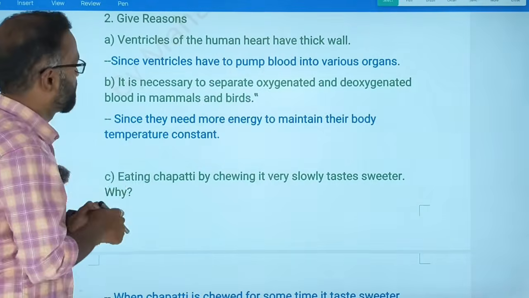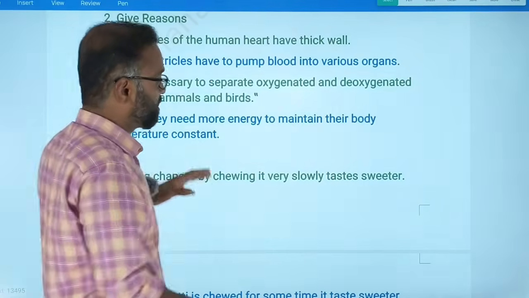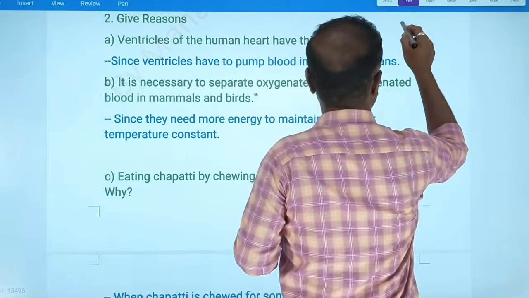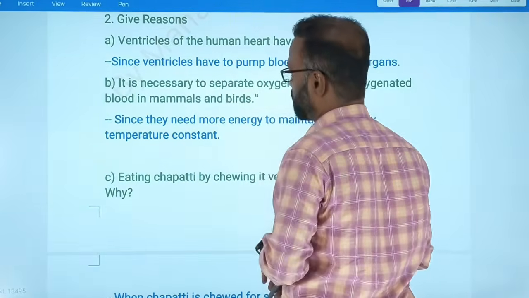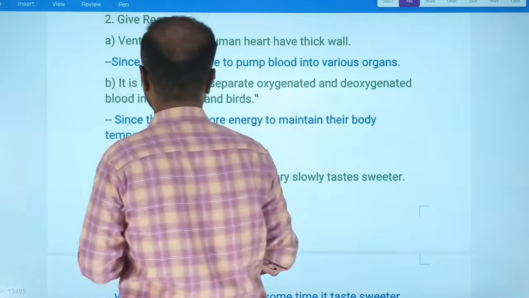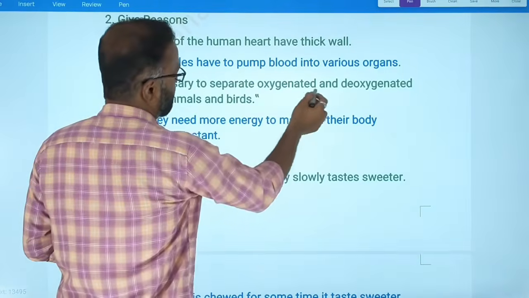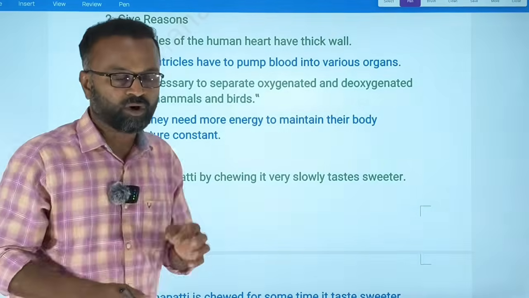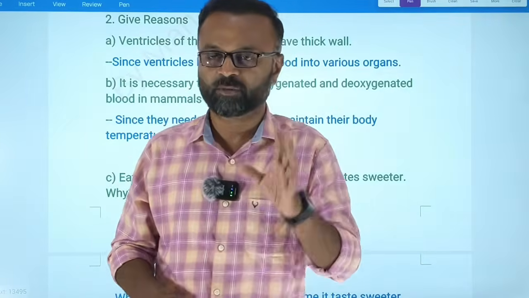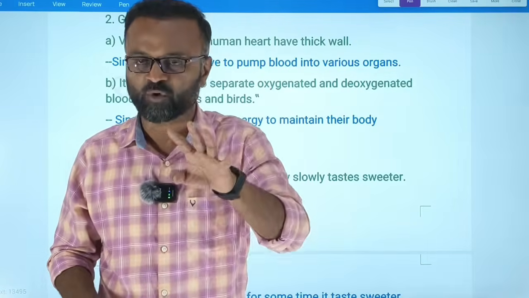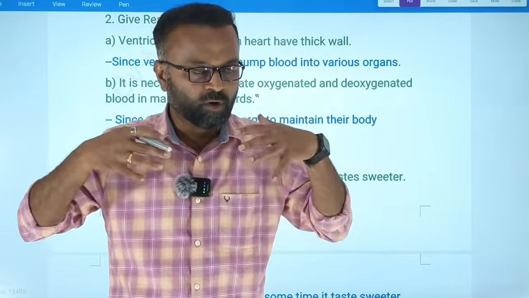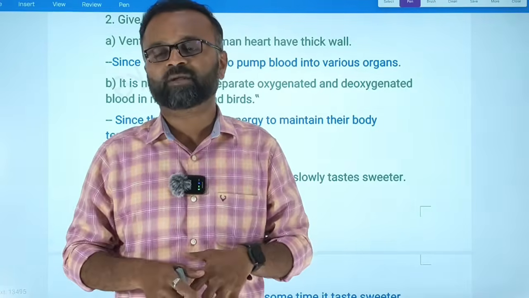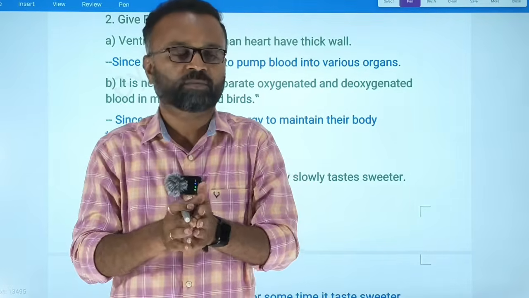Next one, see here. This is very important. One question they will ask in different ways. What are the different ways? Here the question is: it is necessary to separate oxygenated and deoxygenated blood in mammals and birds. What is the need of separation of oxygenated and deoxygenated blood? Why is the heart made up of four chambers? Why is the flow of blood in mammals and birds such that oxygenated and deoxygenated blood are separated?